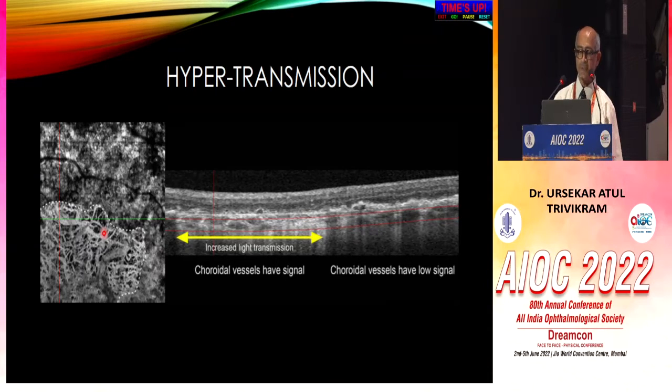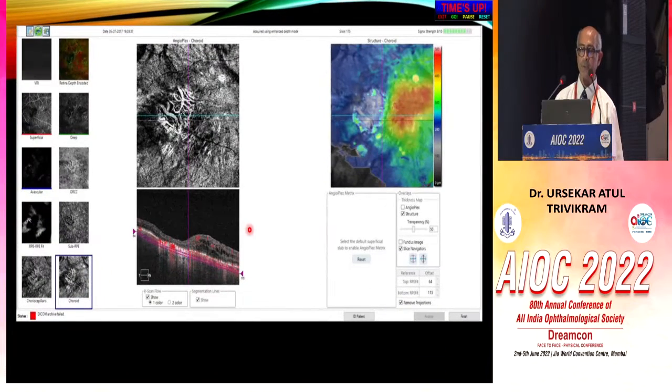Hypertransmission can cause artifacts. For example, this may appear to be a CNVM, but if you see that this is an area of retinal thinning and therefore there is hypertransmission, and you can see that it does not correlate precisely with the area of edema.